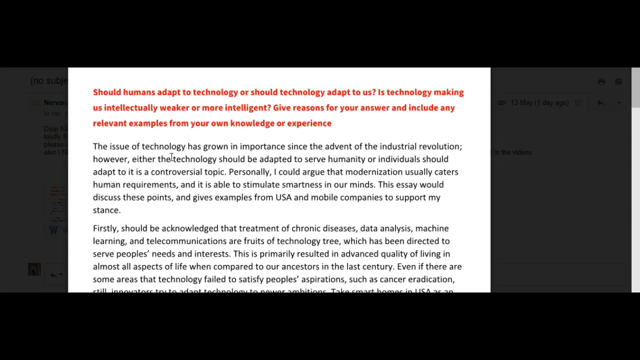So this part of the sentence at least should be, however, whether technology should be adapted to serve humanity or individuals should adapt to it is a controversial topic. Personally, I could argue that modernization usually caters to human requirements and it is able to stimulate smartness in our minds. Okay, this essay would discuss these points and give examples from USA and mobile companies to support my stance.